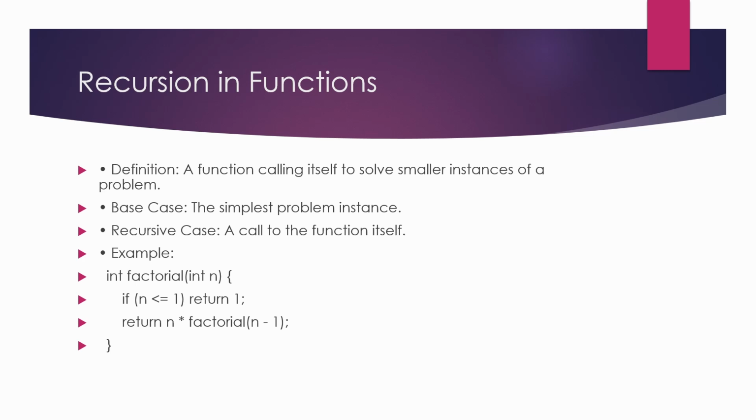Recursion is when a function calls itself in order to solve smaller subproblems. A recursive function has two parts, a base case which stops the recursion and the recursive case where the function calls itself. For example, a factorial function calls itself repeatedly until it reaches the base case.